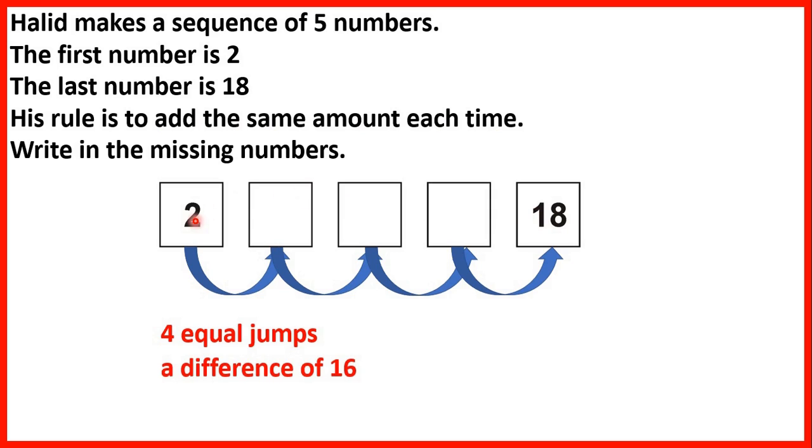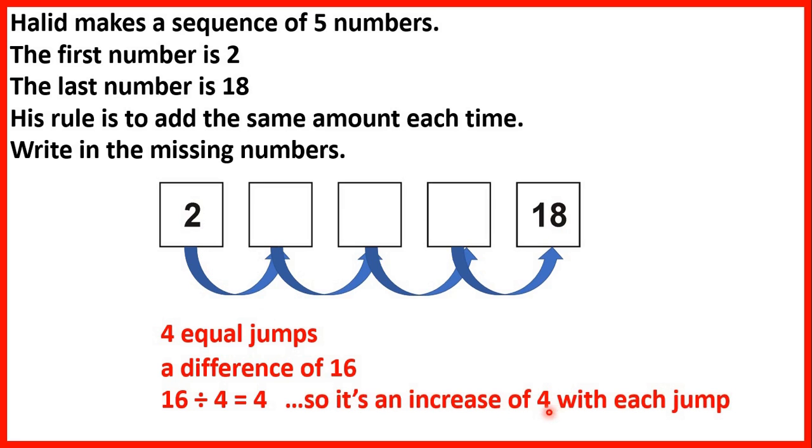Now the difference between 2 and 18 is 16. So if we divide the difference, divide 16 by 4 because there's 4 jumps, that tells us that with each jump we'll have an increase of 4. To get from 2 to 18, that's an increase of 16 altogether, but because we have 4 jumps, it's an increase of 4 with each jump. So 2 plus 4 is 6, 6 plus 4 is 10, 10 plus 4 is 14, and then to check, 14 plus 4 is 18.